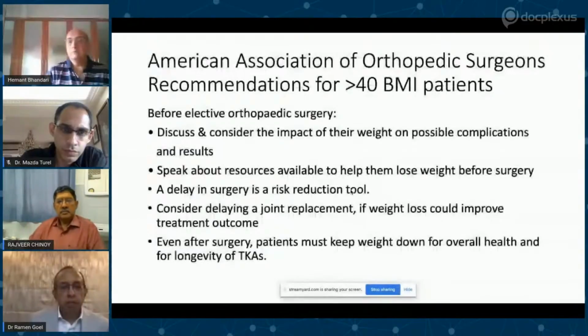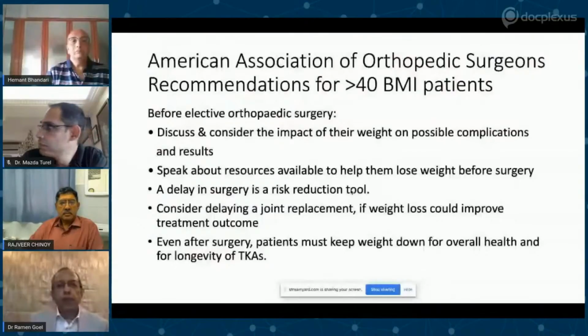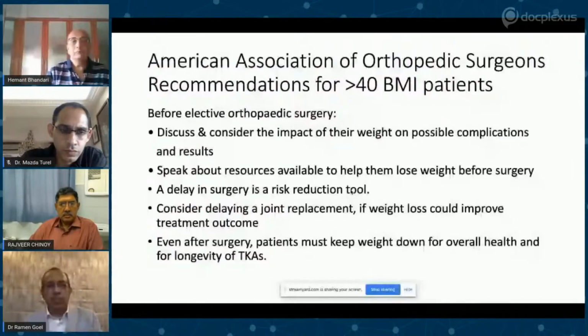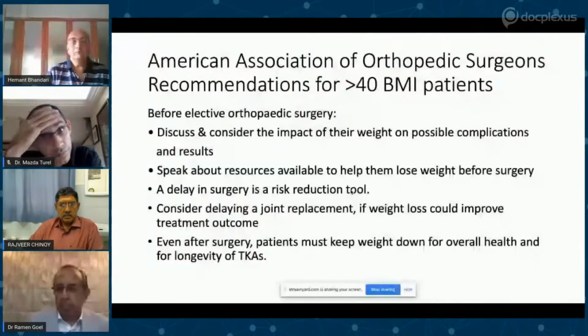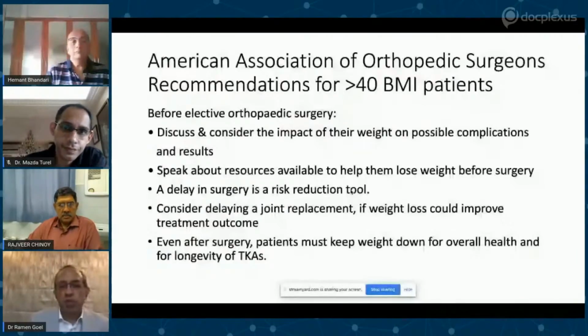Majority of the population worldwide is struggling, and this is what probably Dr. Chinoy was referring to. The American Association of Orthopedic Surgeons says that if you are planning an orthopedic surgery, patients should discuss and consider the impact of their weight on possible complications. This is a necessary discussion that should happen. They should talk about what are the possible options to lose weight before surgery. A delay in surgery is a risk reduction tool.